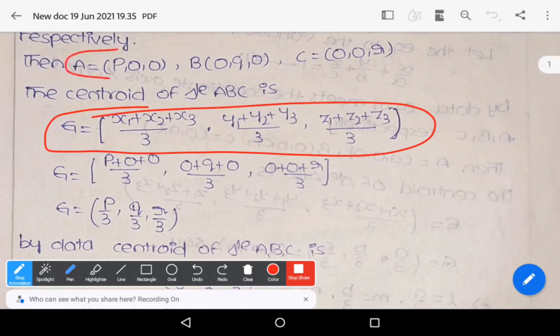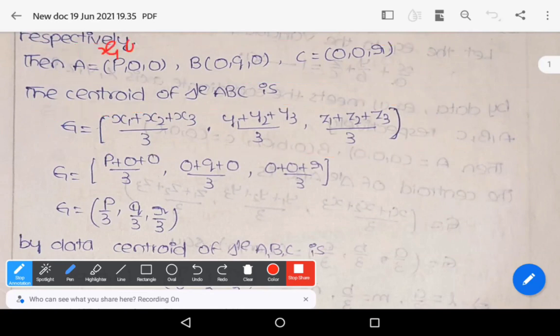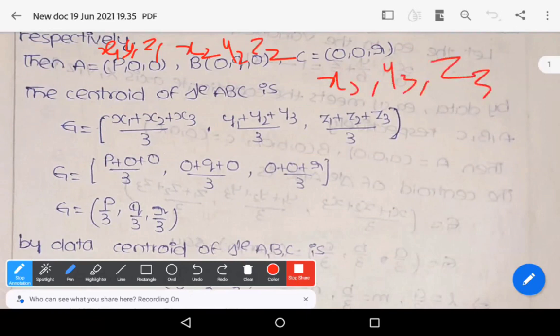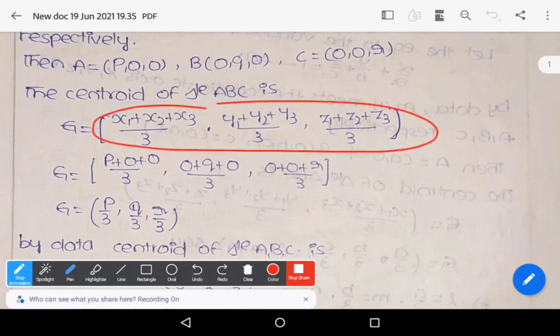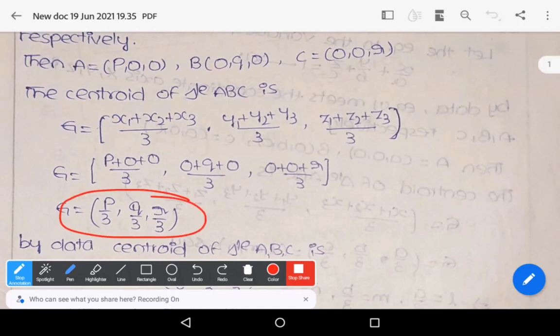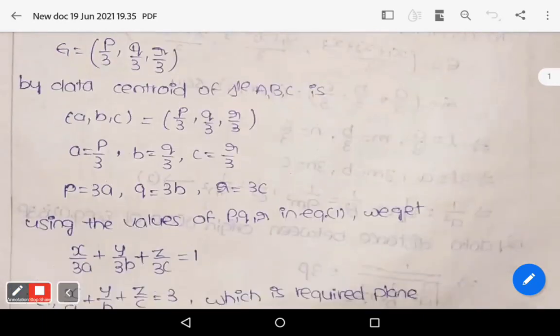Now substitute the points A, B, C here. From point A, we take x1, y1, z1; from point B, x2, y2, z2; from point C, x3, y3, z3. So simply you get ((p + 0 + 0)/3, (0 + q + 0)/3, (0 + 0 + r)/3). That's it. So the centroid G is (p/3, q/3, r/3).